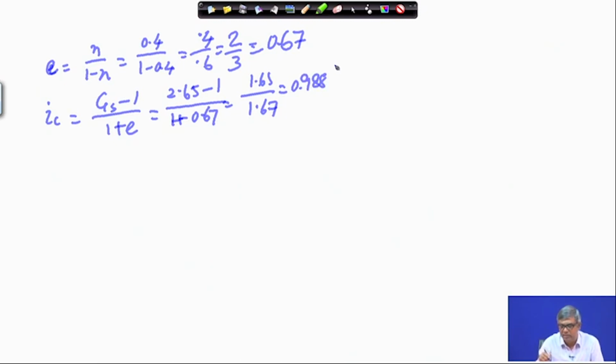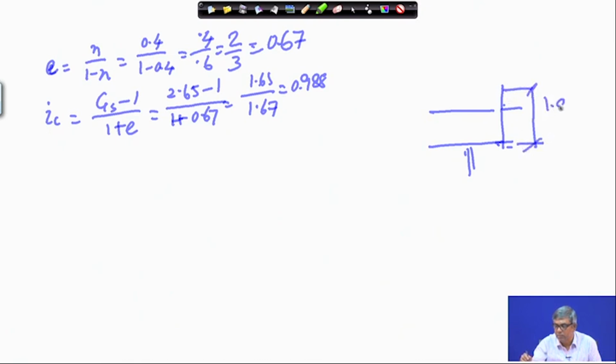Now another situation is given, that there is 1.5 meter of soil and some water is allowed to pass, suppose this way, with a head applied of 1.95, it's shown here, 1.95, and this is only 1.5.